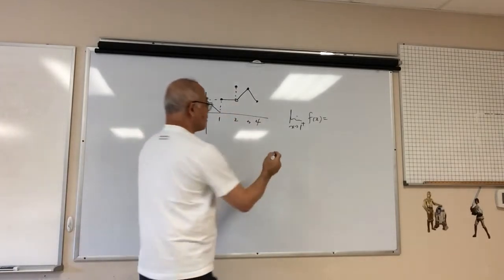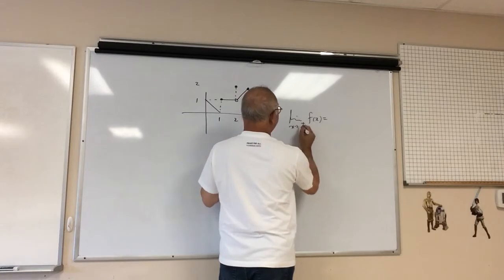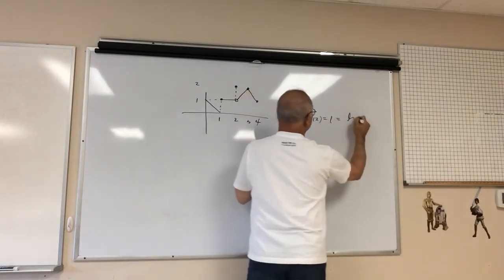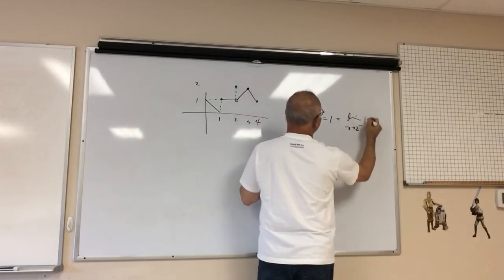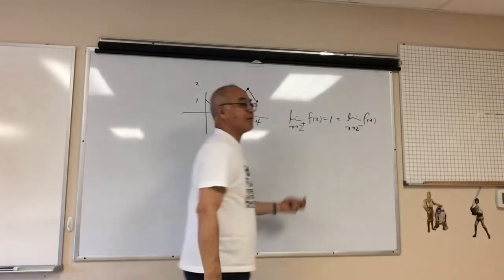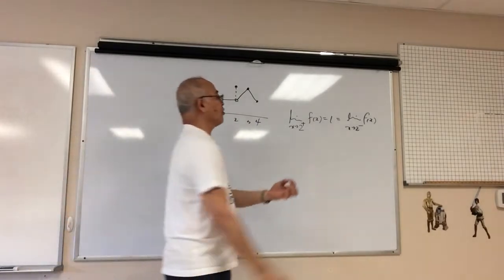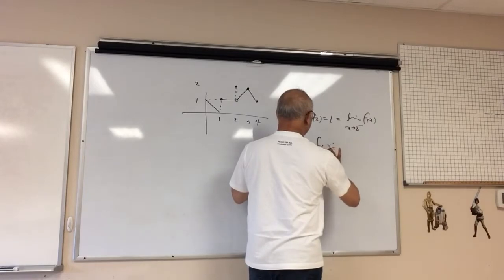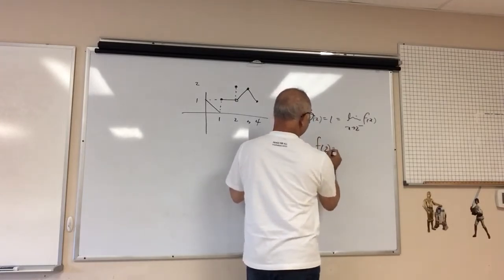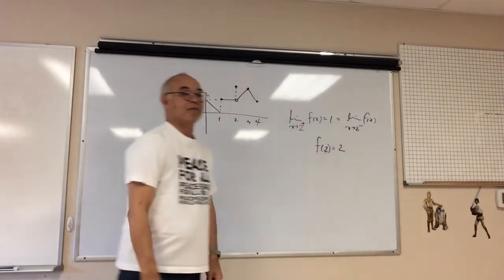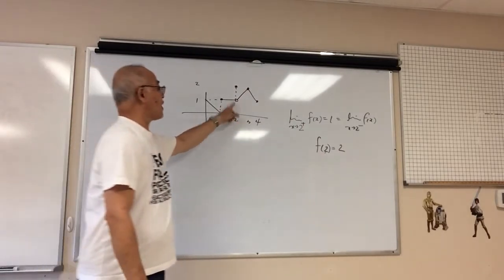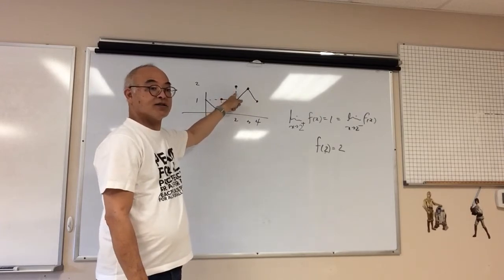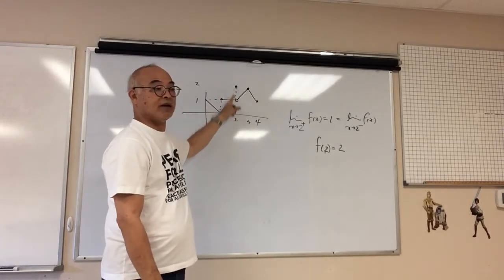So in other words, the limit as x approaches 2 from the negative side and from the positive side are the same. They're both 1. However, the function value itself is 2, because that's how the function is defined.